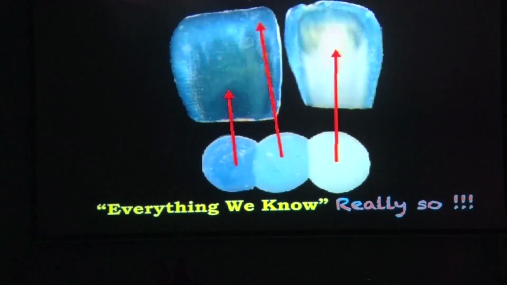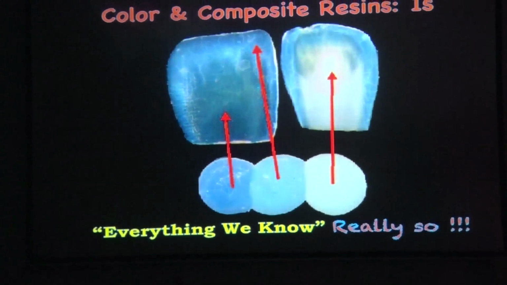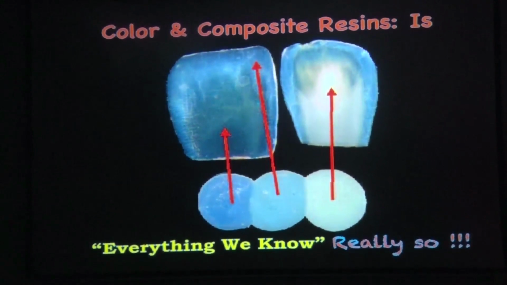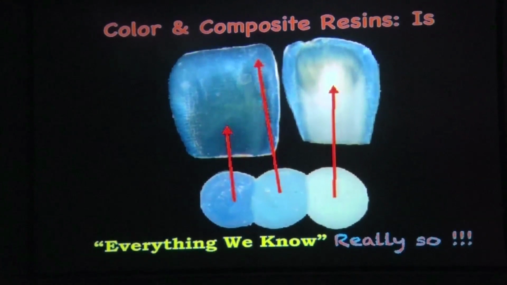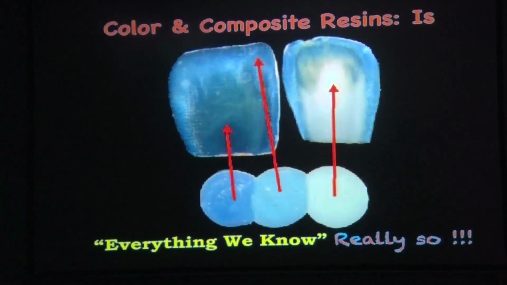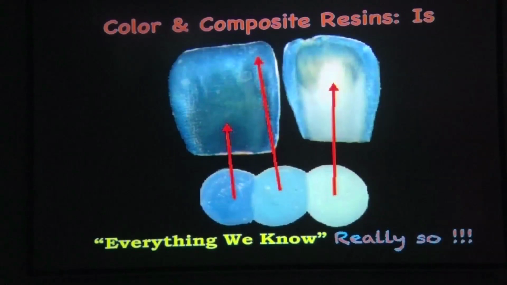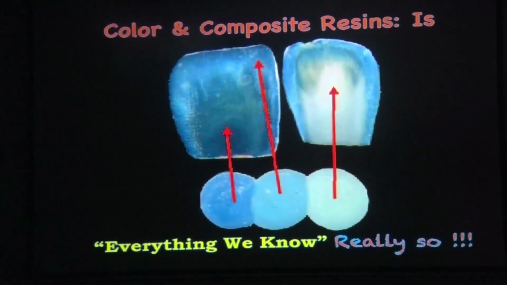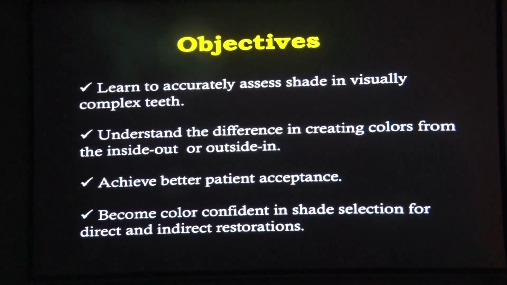The first issue with composite dentistry. So we are going with problem-based solutions with composite dentistry. What's the major issue we find with composite dentistry? Number one issue is color. And the most important question is: is everything we know really so? I'm going to give you a few tips and tricks on how to get good color with our composite resins. So these are the objectives of today's presentation.